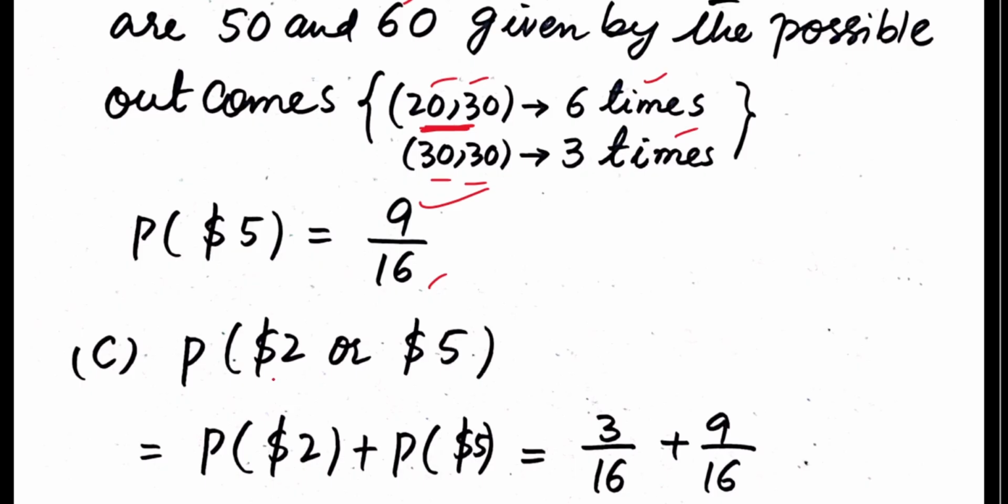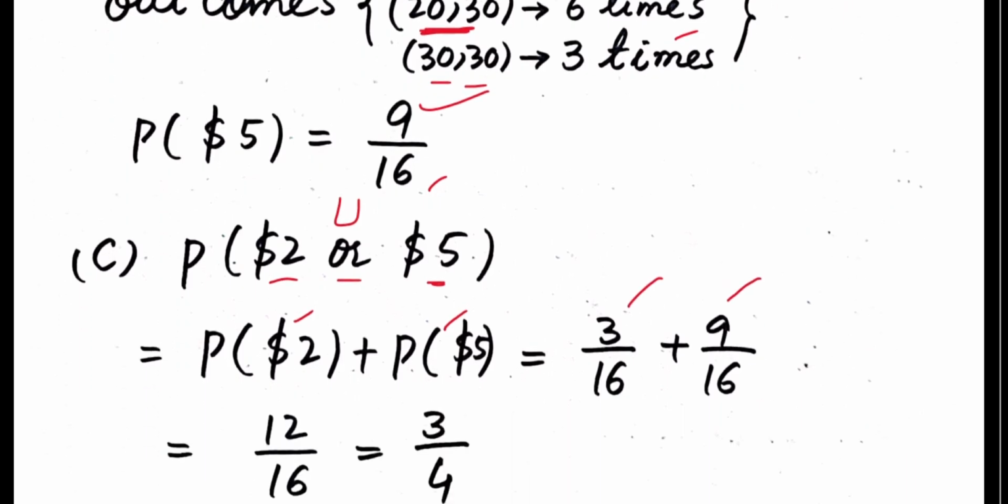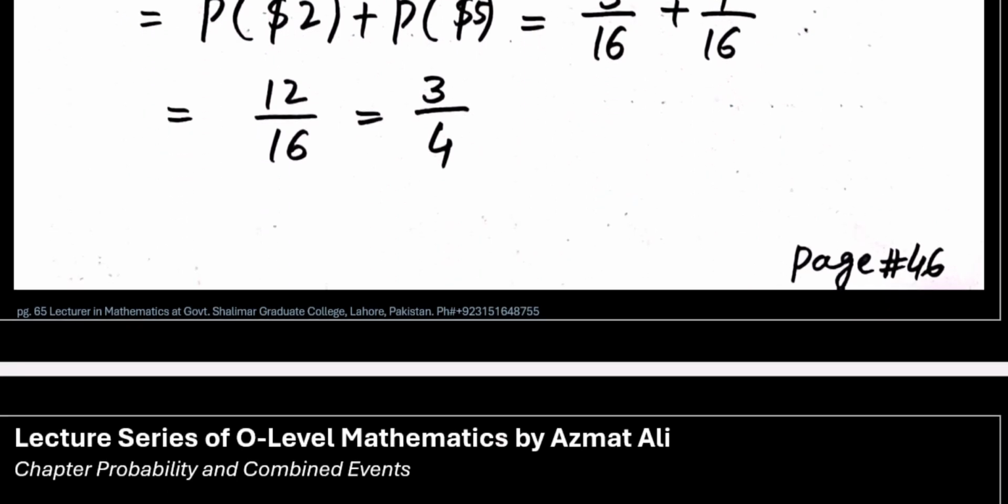Probability of $2 or $5. This is the probability of a union, and in case of union, we will use the formula for mutually exclusive events because there is no intersection. Either he will receive $2 or $5. So probability of $2 plus probability of $5. This is 3 over 16 plus 9 over 16. That gives 3 by 4.